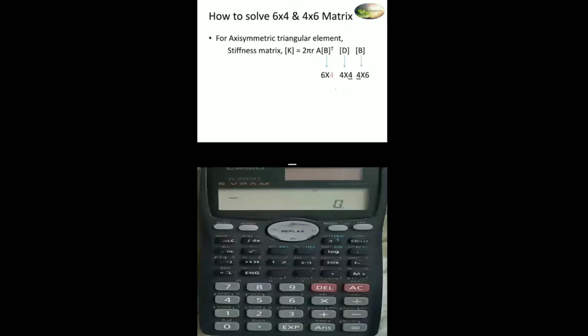First multiply D matrix and B matrix. We get a 4x6. Then we multiply B transpose matrix into D into B matrix. We get K matrix equal to 6x6.